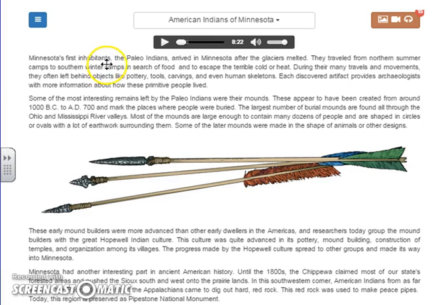Minnesotans' first inhabitants, the Paleo-something Indians, arrived in Minnesota after the glaciers melted. They traveled from northern summer camps to southern winter camps in search of food and to escape the terrible cold or heat. During their many travels and movements, they often left behind objects like pottery, tools, carvings, and even human skeletons. Ugh. Each discovered artifact provides archaeologists with more information about how these primitive people lived.